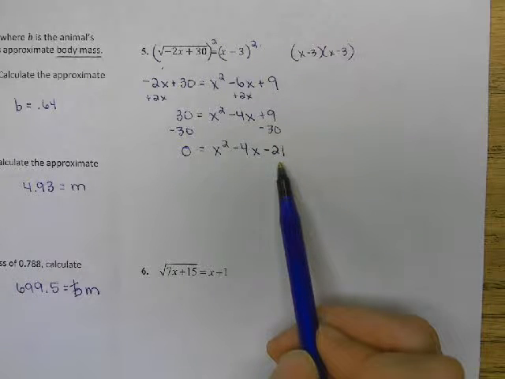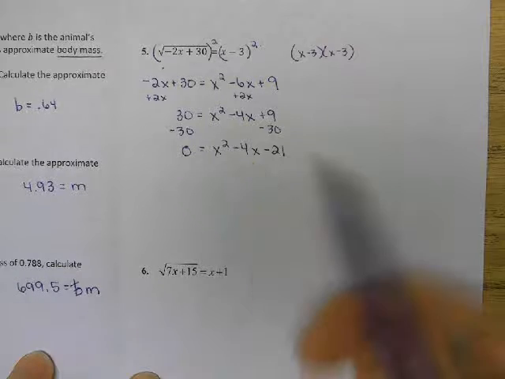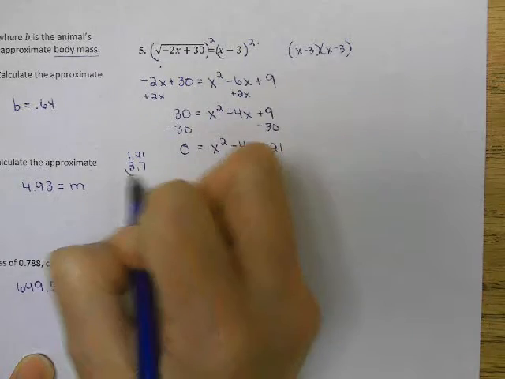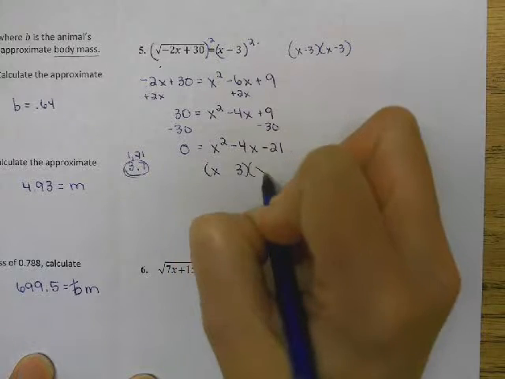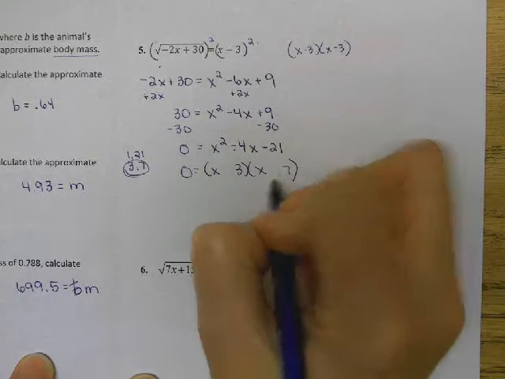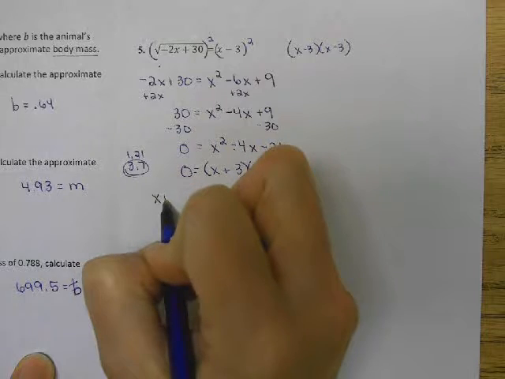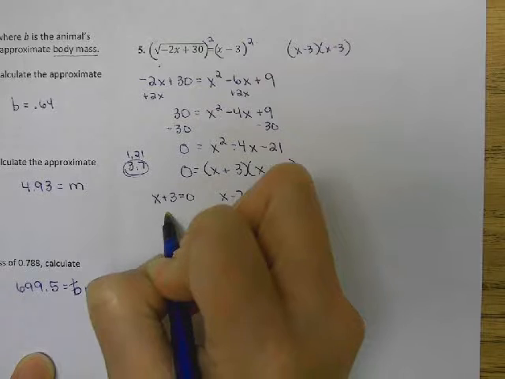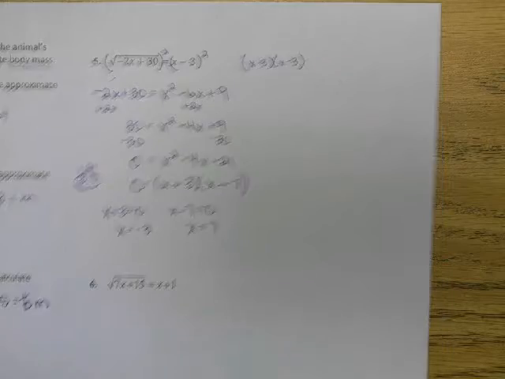Now remember, we can factor quadratics, so I'm looking for what multiplies to give me 21 and subtracts to give me 4. Well, if I list my factors of 21, 3 and 7 subtract to give me 4. Because my middle term is negative, the larger factor will carry the negative. So I get x plus 3 equals 0 and x minus 7 equals 0. So negative 3 and 7.